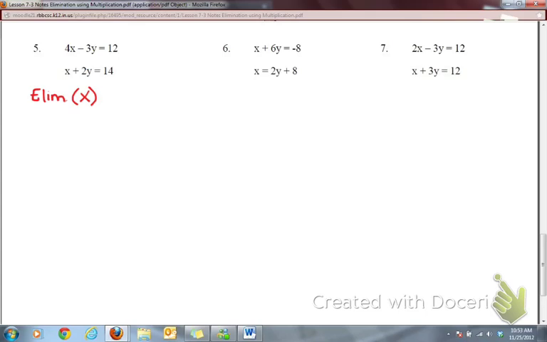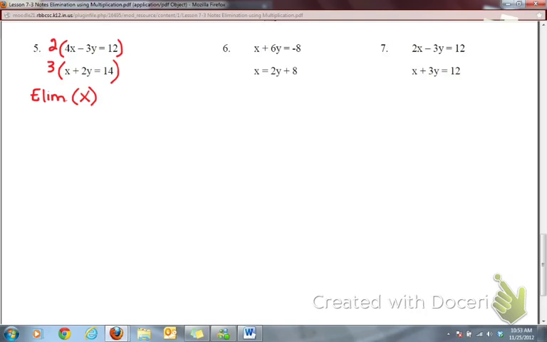I'm going to choose to get rid of the y because they have the opposite sign already. So I'm going to get these numbers to be the same, and then I'm just going to be able to add the equations together. So I can do that if I multiply the first equation by 2. That'll make that a 6. And the second equation by 3. That'll make that a 6. But because they're opposite signs, they will eliminate when we add them together.